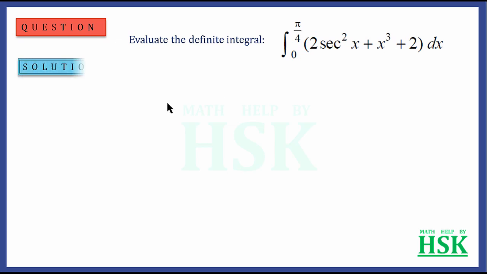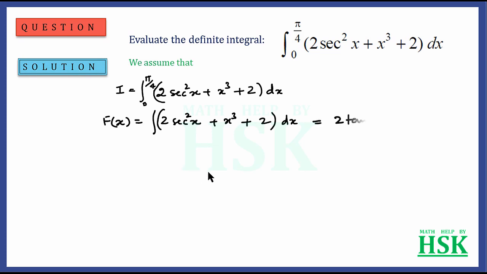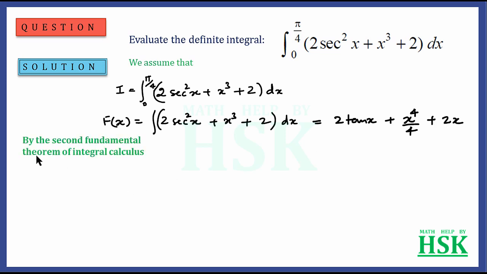It's a simple question, and to solve this question we assume that the given definite integral is equal to I and f(x) is equal to the same integral but without limits. Now we can integrate f(x) and write this as equal to 2 tan x, because the integration of sec square x is tan x. Integration of x cube would be x to the power of 4 upon 4, and integration of 2 would be equal to 2x. Therefore, by the second fundamental theorem of integral calculus, I can write I as equal to f of pi by 4 minus f of 0.